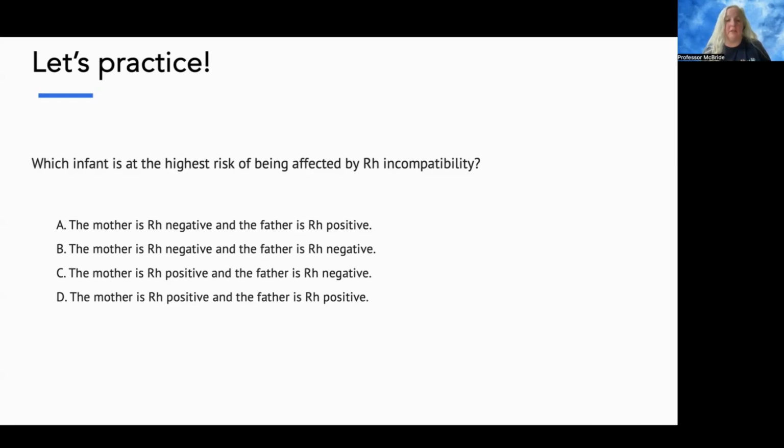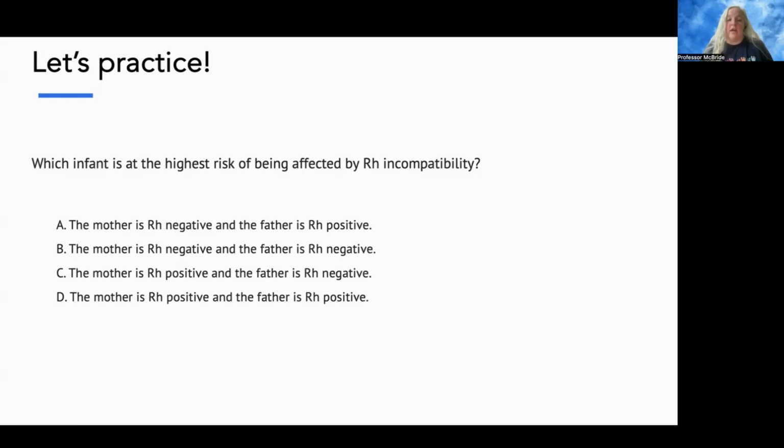So we need to think about what the question is asking. The question wants to know which baby is going to be affected or has the highest risk of being affected by Rh incompatibility. So we know that this happens only if the mom is Rh negative. So we can eliminate the ones that state the mother's positive. So C and D are not correct.